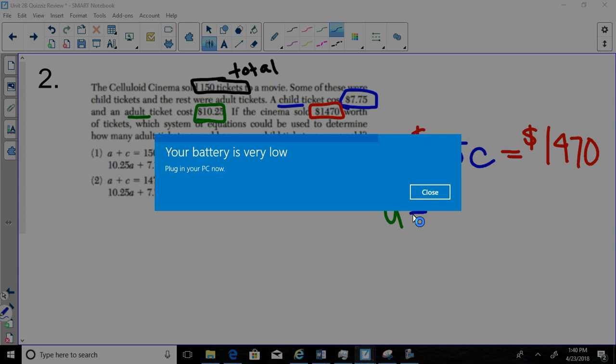All right, cool. So again, it's A plus C equals 150. That's your total tickets. So what would be your answer? 1. Good. So some questions are just going to be putting the equations together. Don't solve it, don't do any of that. You see the answers are just equations, you're just lining up which one goes with which.